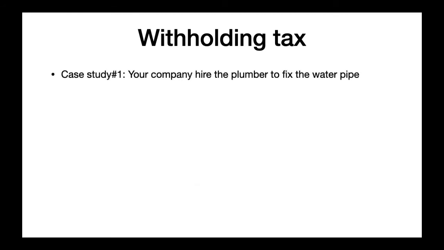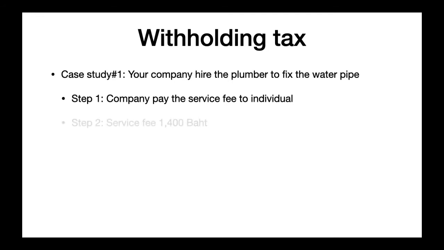Your company hired a plumber to fix the water pipe. So the company pays the service fee to an individual, right? The plumber is a person, so we will not do something like the VAT 7%, we just do only withholding tax. The plumber charges 1400 baht, so 3% of 1400 baht is 42.